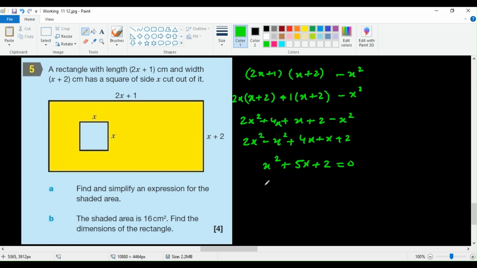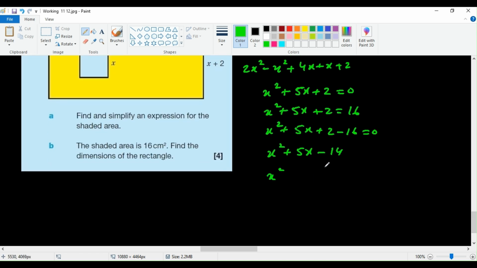Now the shaded area is 16. That means x squared plus 5x plus 2 equals 16. So x squared plus 5x plus 2 minus 16 is going to be x squared plus 5x minus 14.